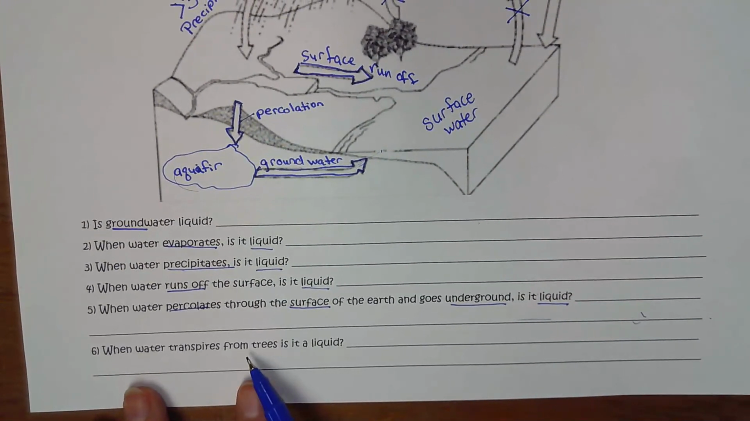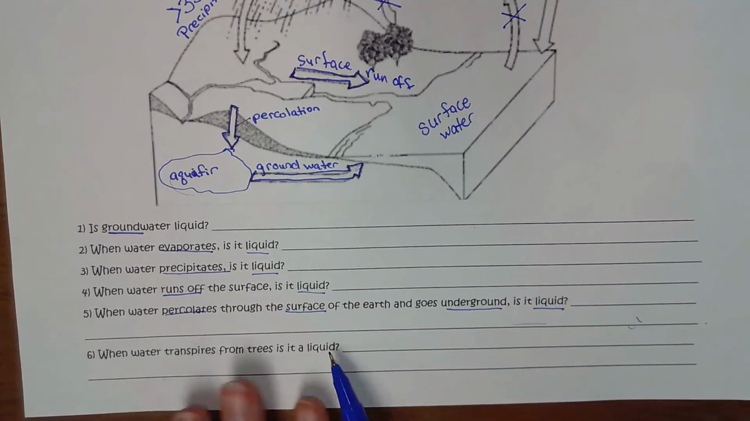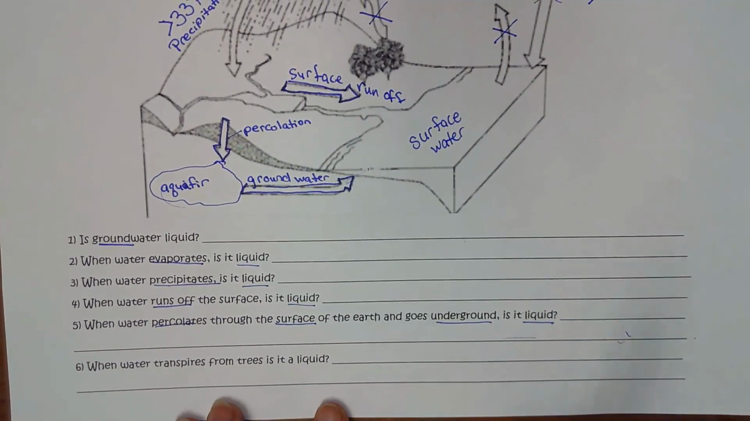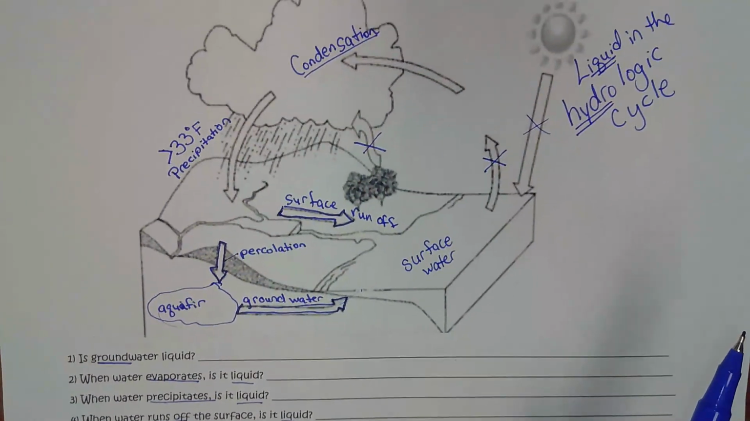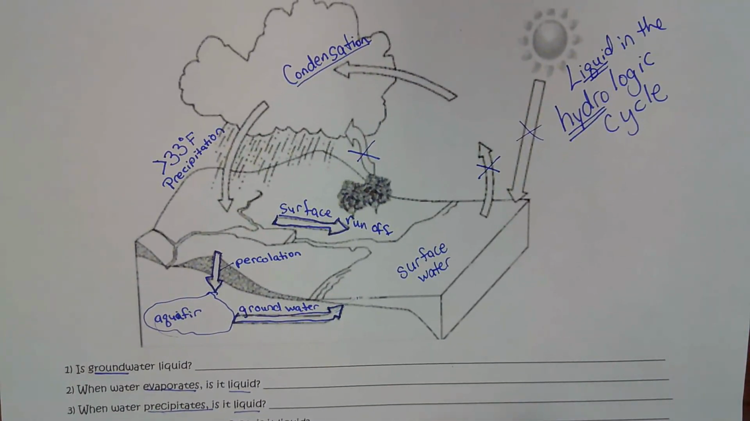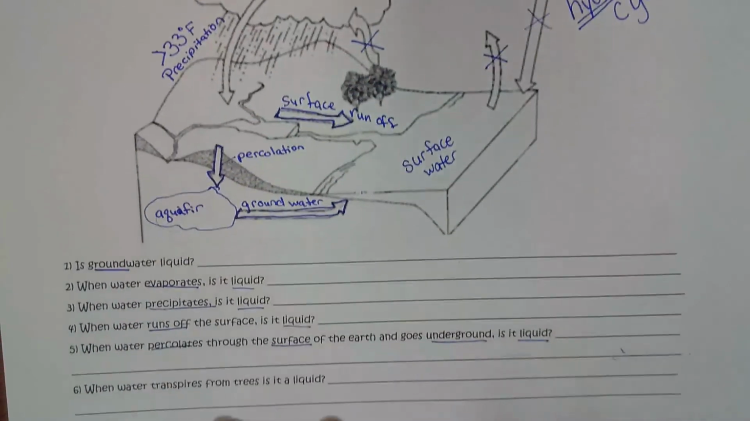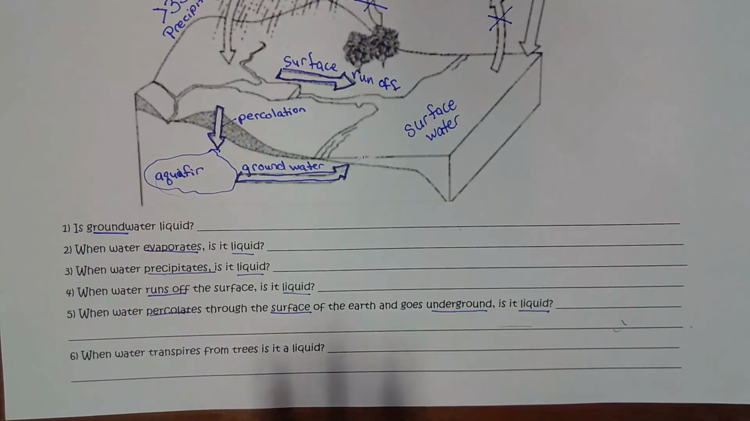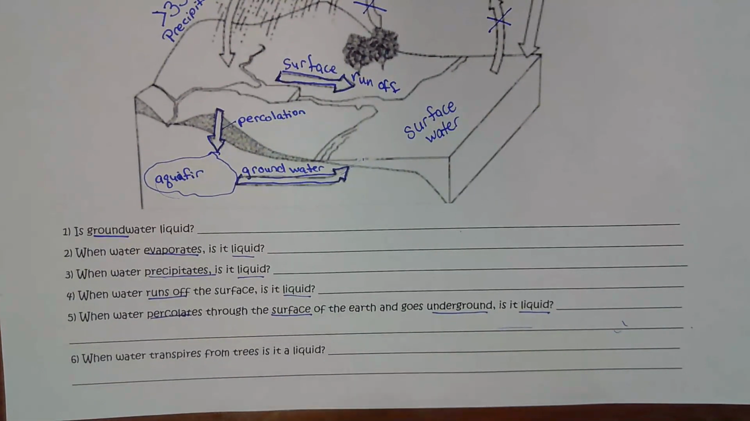Number 6, when water transpires from trees, is it a liquid? And if you missed that part at the end where I was talking about our hydrologic cycle, rewind this video. Make sure you have good, thorough, complete answers that use words of the question as most of the answer for this assignment. Get a picture sent to me, please, and thank you.